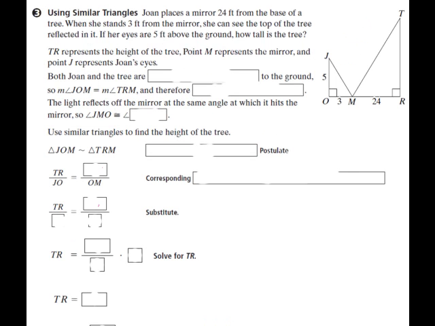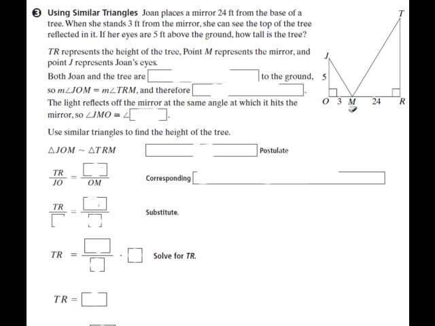And then for our last example, we're going to get into a little bit of this indirect measurement. So here, Joan is represented by JO right here, this vertical line. So that's the body of Joan, this person. And TR over here represents a tree. So it says Joan places a mirror 24 feet from the base of a tree. So here's the mirror at point M on the ground, and it's 24 feet from the base of the tree.